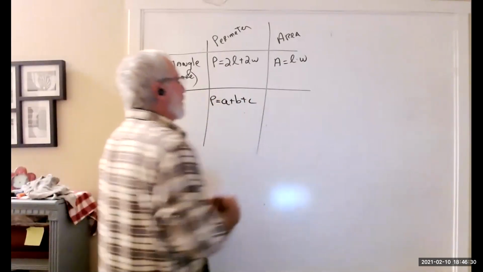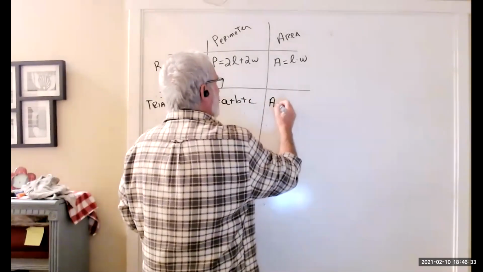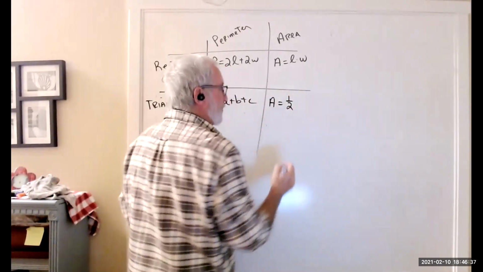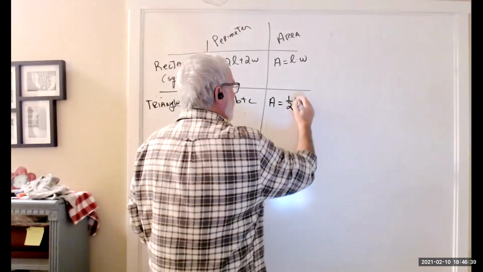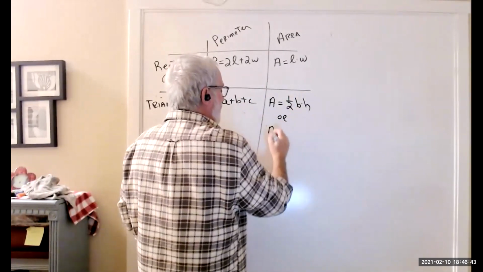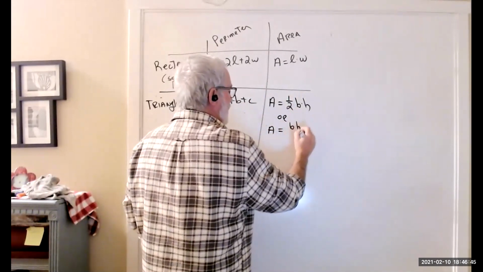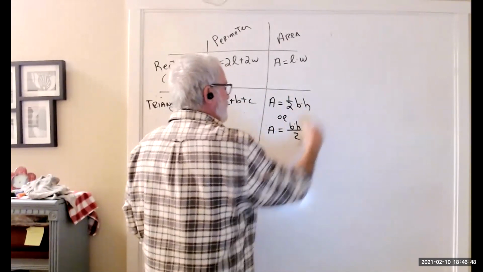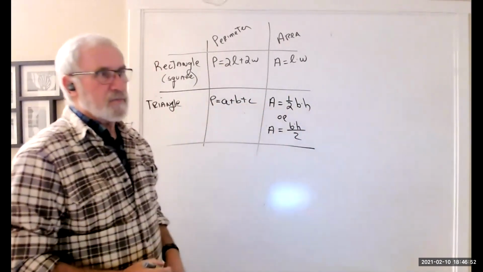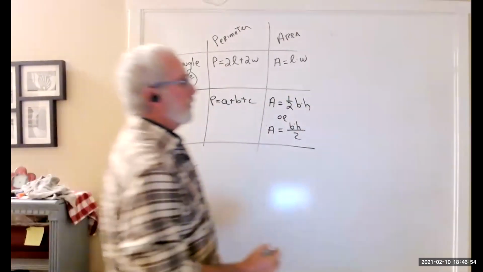But there is a formula for the area of a triangle. The area of a triangle is, there's 2 of them, depending on what you've been taught. 1/2 base times height, or area is base times height divided by 2. These 2 are the same. Area is 1/2 base times height. Okay. Think about this for a second.